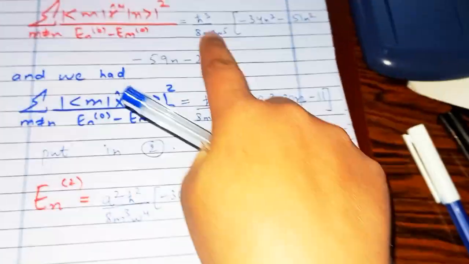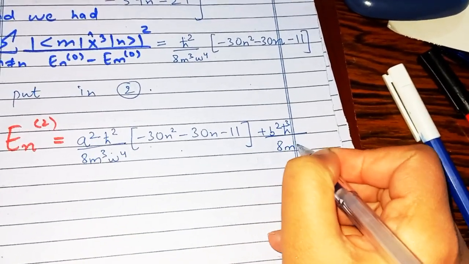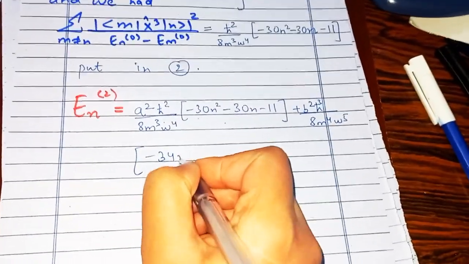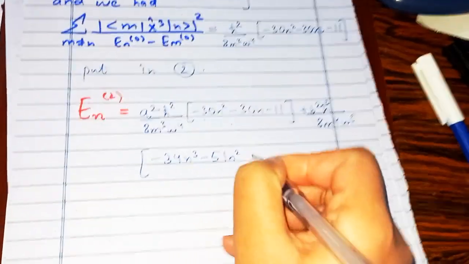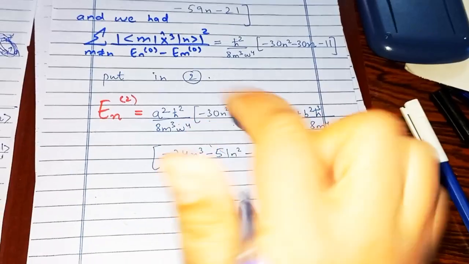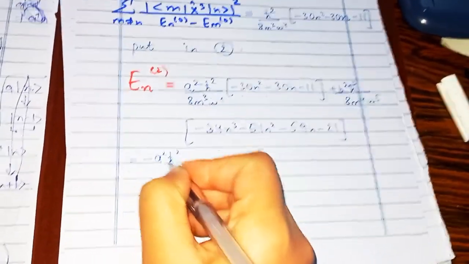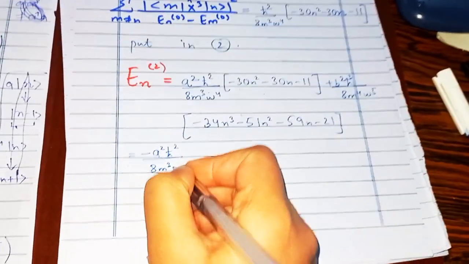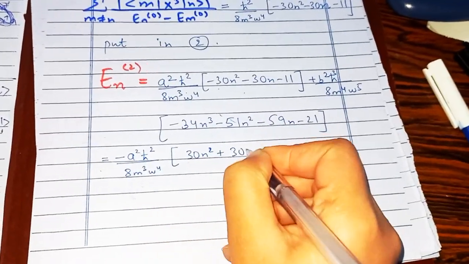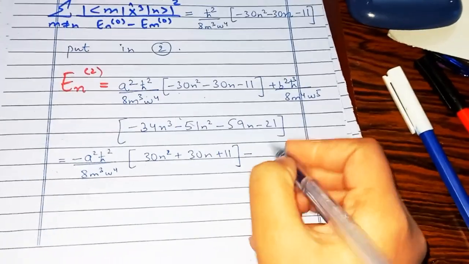Okay, and inside, these are constants, h cut cube divided by 8m 4 omega 5, and we have these constants that are being multiplied, minus 59 and minus 21. We can do one other thing: we can take this negative sign outside, so it's minus a square h cut square by 8m cube omega 4 times 30n square plus 30n plus 11 in negative. All of them are negative, so I'm taking negative outside.